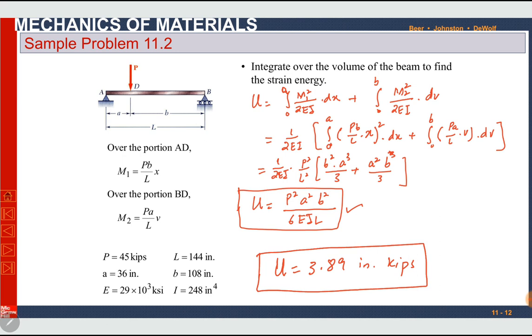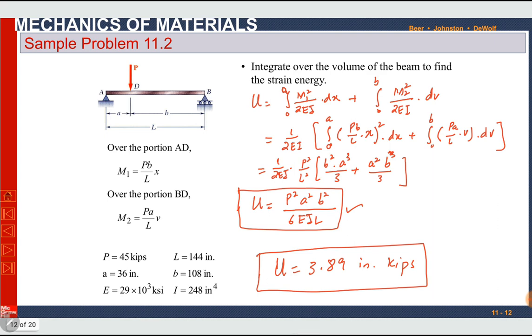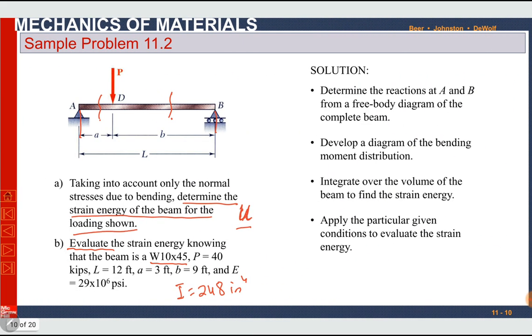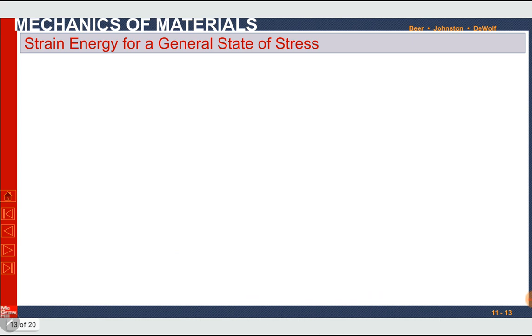This was the second part of the problem to evaluate U. Moving further, our next topic is strain energy. We have solved an example problem related to strain energy on the topic of beams. From the exercise, I will solve some other problems on the topics of axial loading and shear loading as well. So we will cover the other topics in exercise problems. The next topic is strain energy for a general state of stress.